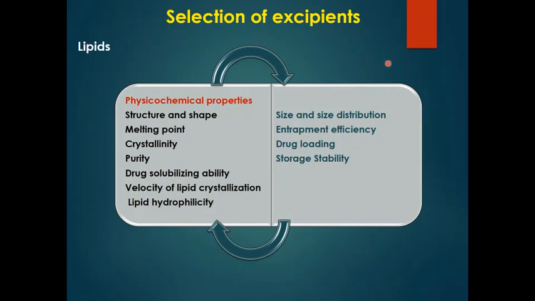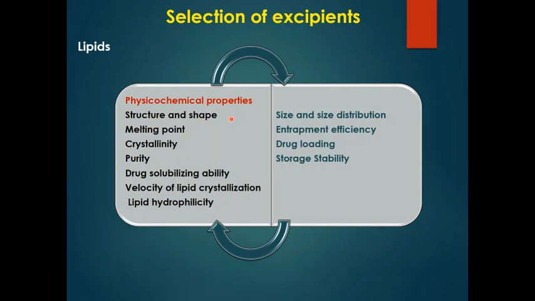Affected will affect the parameters like size distribution, entrapment efficiency, drug loading and storage stability. So these are the parameters affected by the selection of either lipids or surfactants. So careful selection of excipients is required to get the optimum characteristics required for our application as well as route of administration. So what are the things that need to be considered during the selection of lipids?